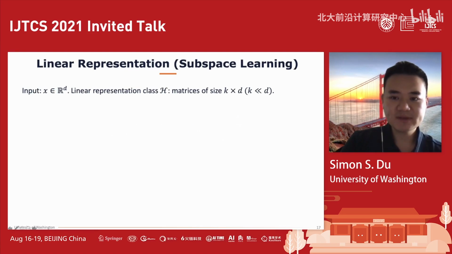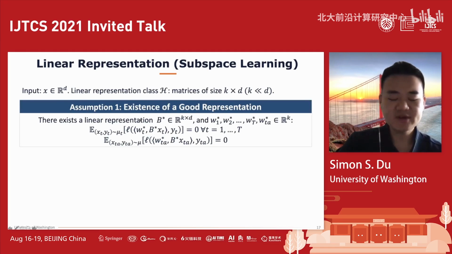All right, let's look at our results. Let's first look at the linear representation class, which is the simplest class you can think of. Basically, you have input X in D dimensions, and the linear representation is just a matrix of size K by D, where K is much smaller than D. The first assumption is that there exists a B star of size K by D, and linear predictors W's such that the losses are zero for both the source and the target task.